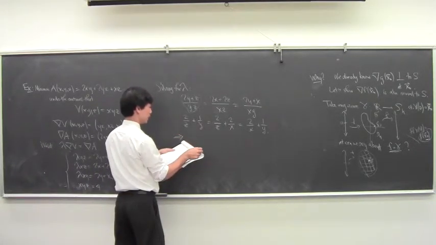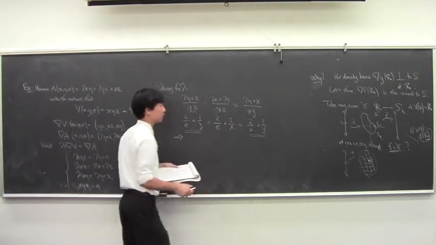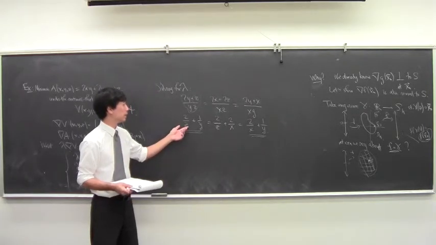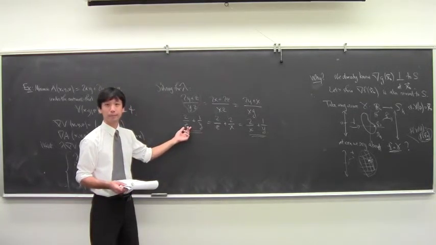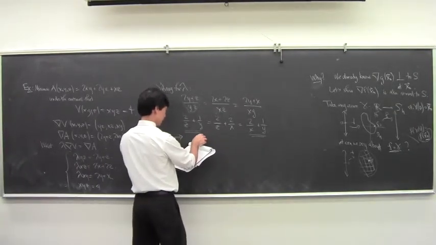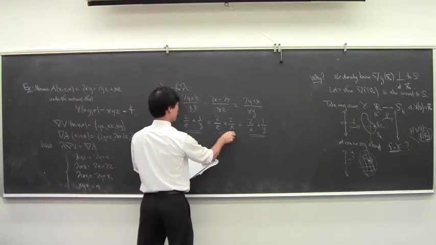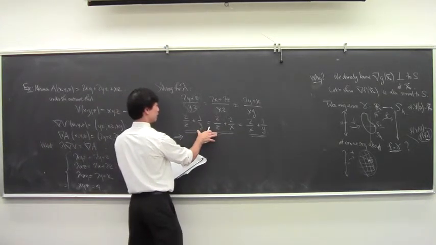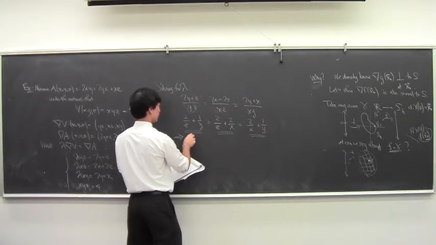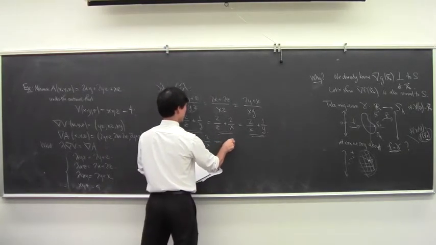That tells me in particular that, look, if I compare the first guy and the last guy, that tells me that z and x are the same. Z equals x. Or if I compare the first two, then I see that 1 over y equals 2 over x. That's to say, x is equal to 2y.